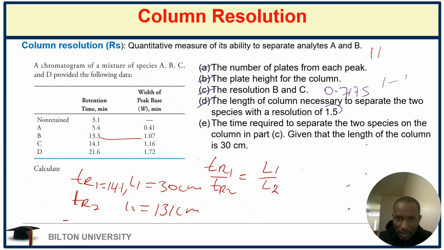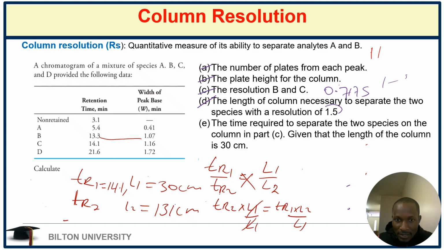So now let's see, if TR1 is 14.1 minutes, and we have 30 centimeter, do you think that for 131 centimeter in the second column is going to give us a lesser retention time or a bigger retention time? It should give us a bigger retention time or a larger retention time. And from here we can just simply cross multiply and say TR2 times L1 is equal to TR1 times L2, and because we need TR2, we can divide both sides by L1.